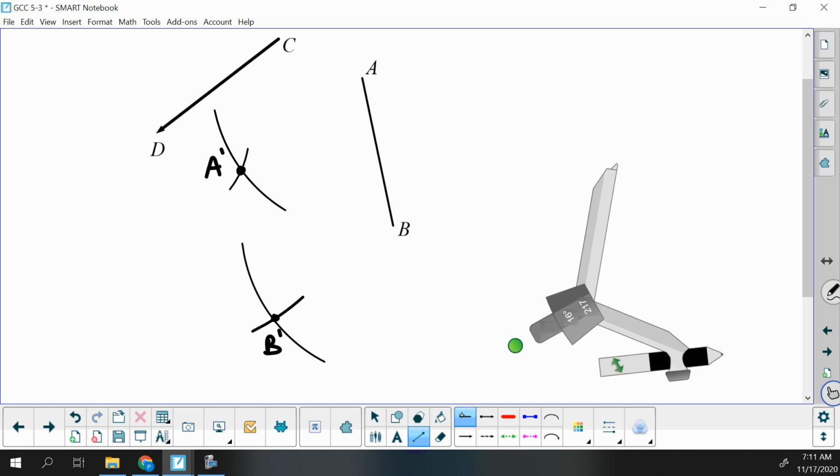To finish this off, we just need to connect with our straight edge to give us the segment A'B'. So we have slid AB the distance of CD, and in that same direction.